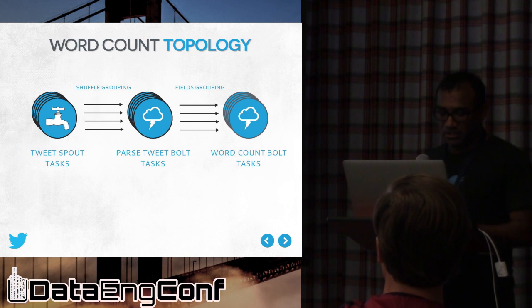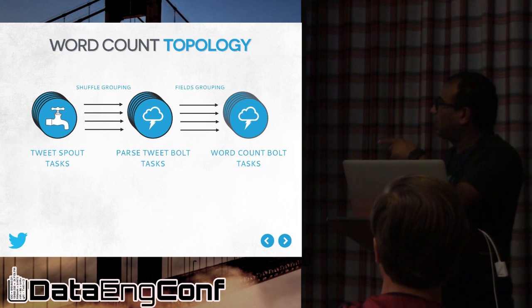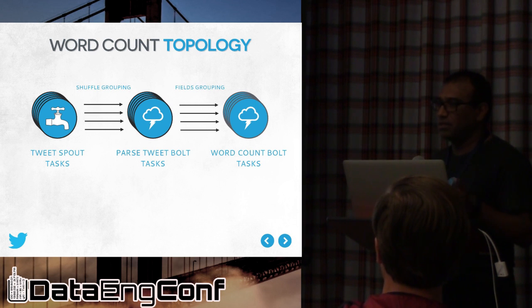With this introduction, and coming back to the word count topology, how do you annotate the groupings? Between tweet spout and parse tweet, you just need a shuffle grouping, because the tweet can land at any parse tweet since it's just getting parsed. Whereas when you go from parse tweet to word count, you need a fields grouping, because you want the same word to end up in the same bolt so that the count is accurate.